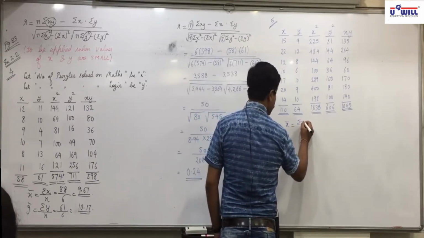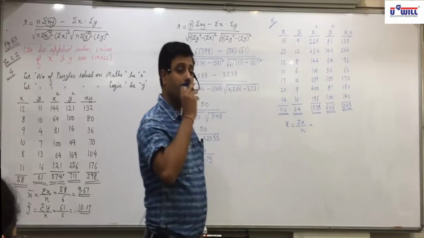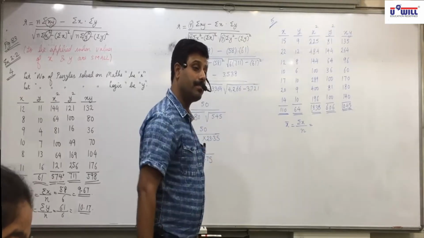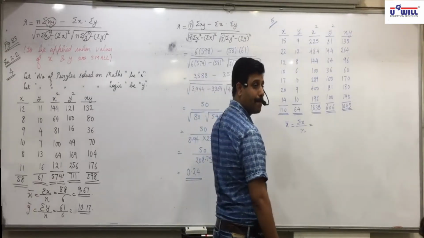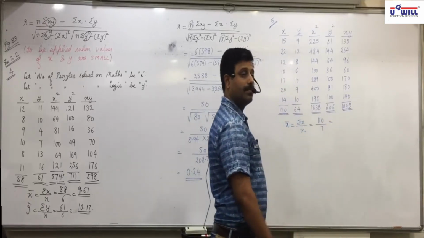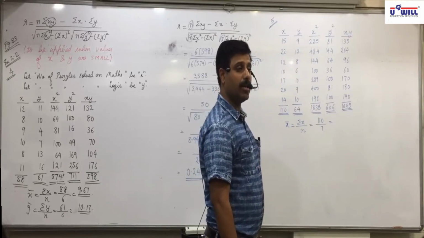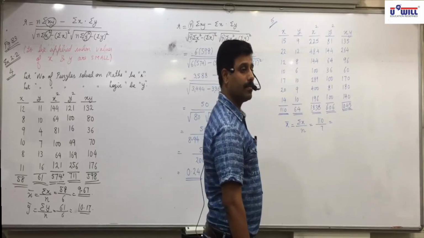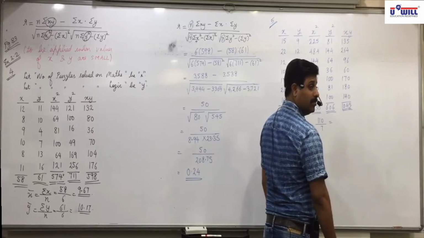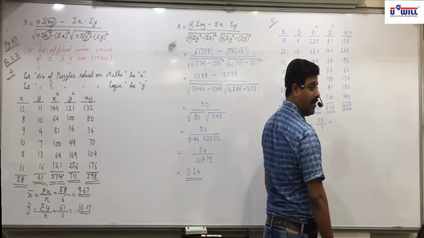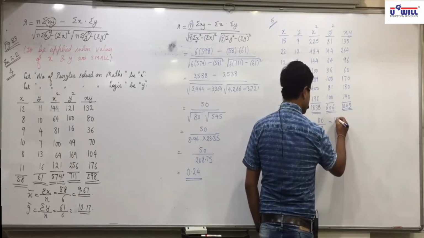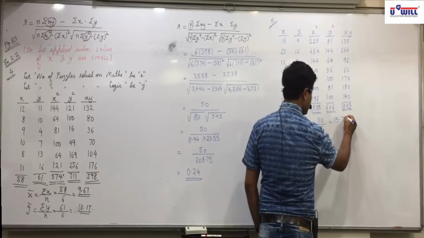So x bar is sigma x upon n. x bar is 110 upon 7. You also don't have the calculator. 110 divided by 7 is 15.71.